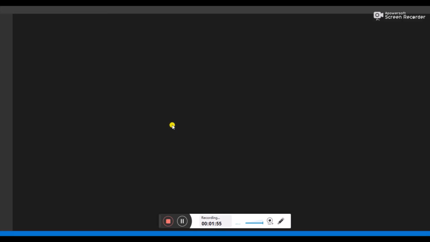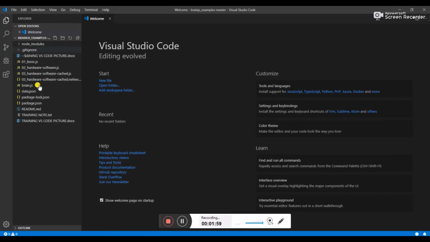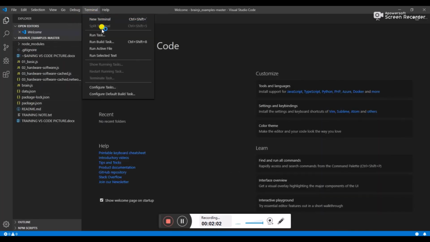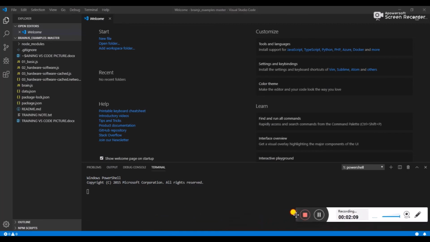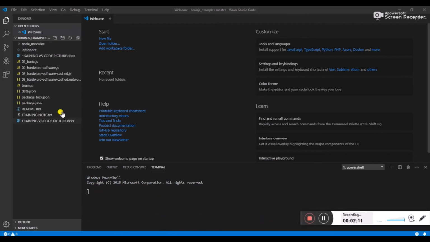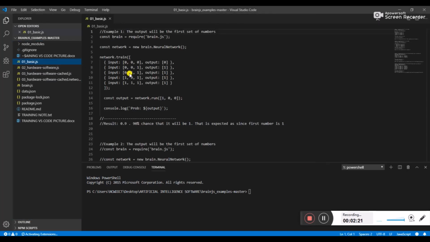I'll wait for it to load. So you can see from here the entire folder loaded. Then I'll go to terminal and say run terminal. I'll wait for that to load. Then the computation that I've just developed is in 01 basic, so I'll double click on it. When I double click, you can see the combination here. This is what I've trained the brain with. So this is the brain.